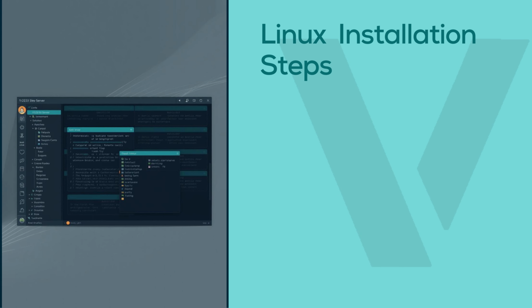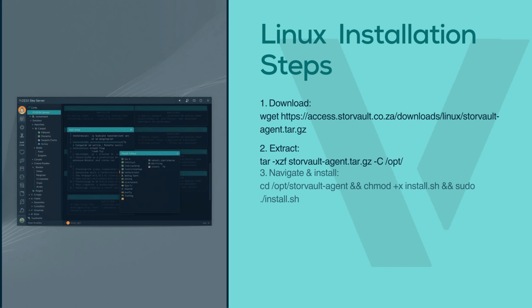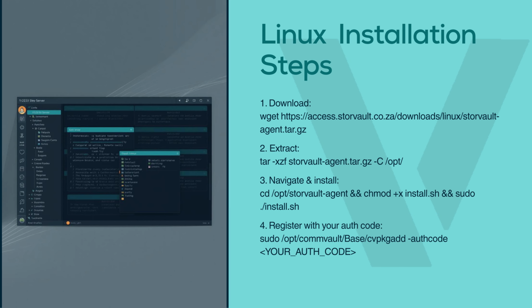Installing on Linux is done via the terminal. First, download the agent using wget from the StorVault downloads URL. Extract the package using tar, navigate into the install directory, make the installer executable with chmod, and run it as root using sudo. Finally, register the agent by running the cvpkgad command with your unique authentication code.